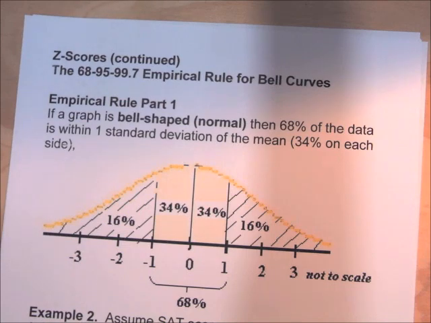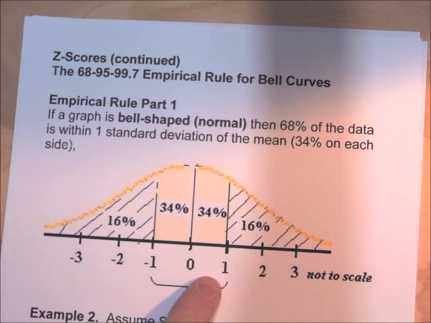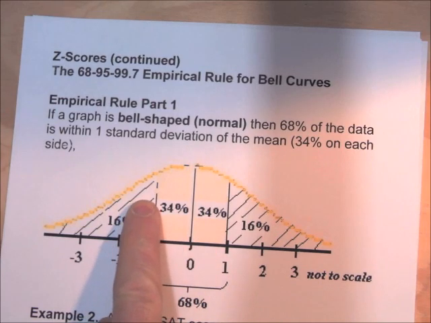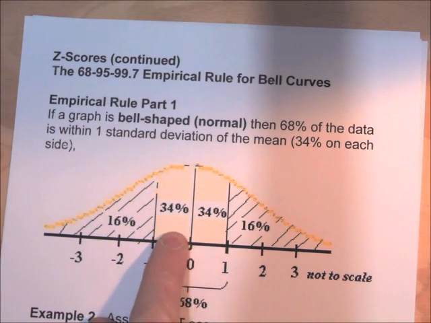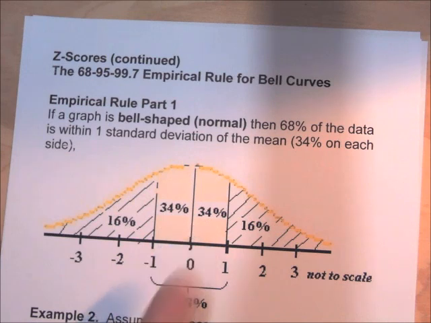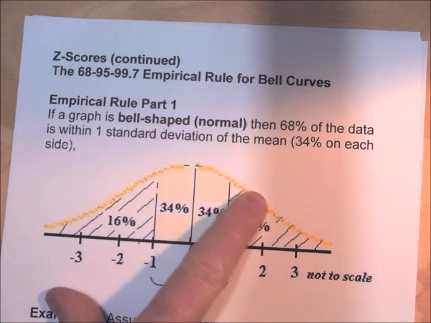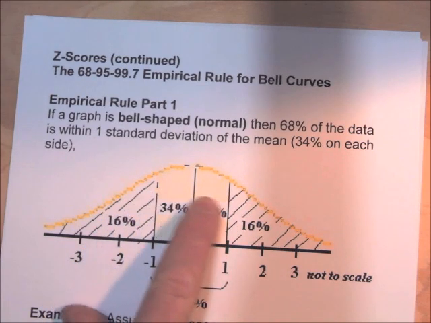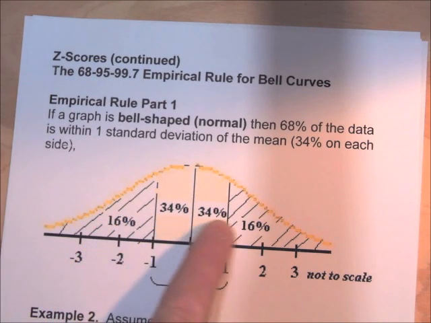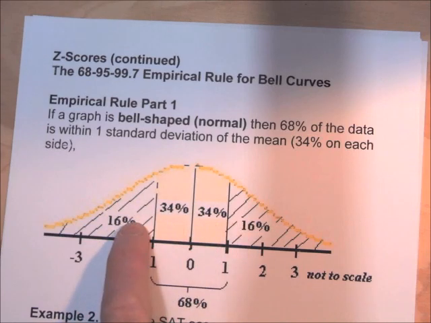So part 1, if you have a bell-shaped, also called normal, distribution of the data, then 68% of the data is within 1 standard deviation of the mean. In other words, 68% of the z-scores are between -1 and 1. And that's because the bell curve is symmetric, that means there's 34% on each side of the mean. And then the percentage under the entire bell has to add up to 100%, so that leaves 16% at the 2 tails.